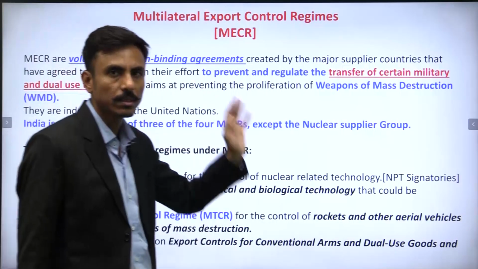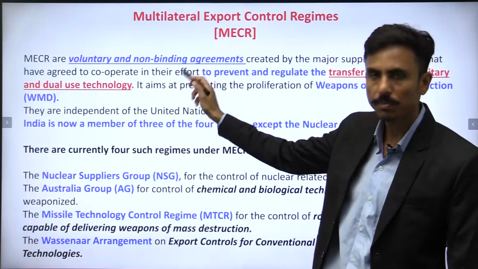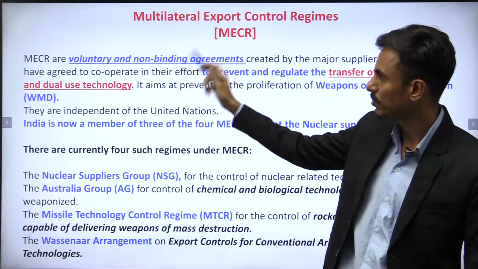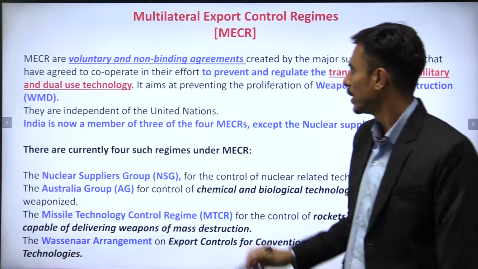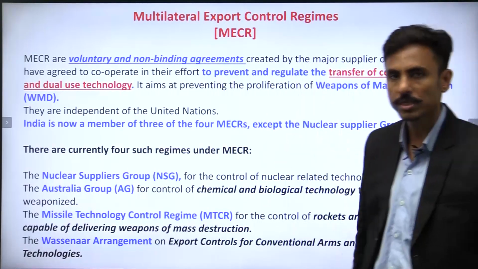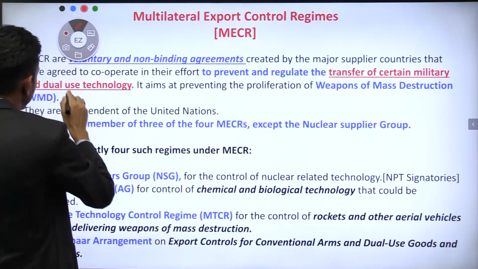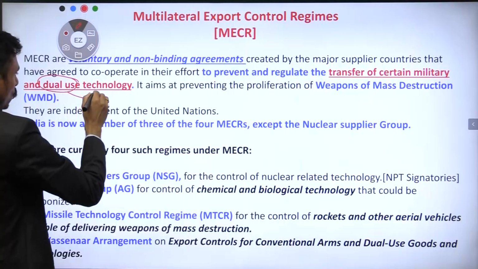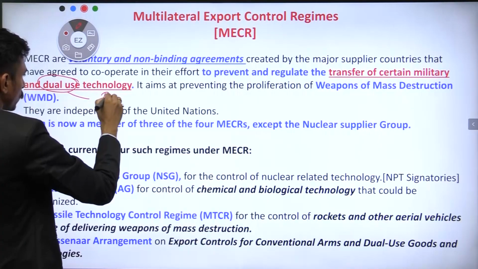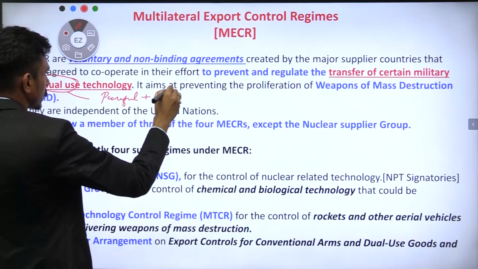Very important. It is voluntary and non-binding. That is, it is not binding, right, on the countries who are the members of MECR, right? It prevents and regulates the transfer of certain military and dual-use technology, right? Guys, military and dual-use technology means technology which is being used for peaceful as well as military purposes.